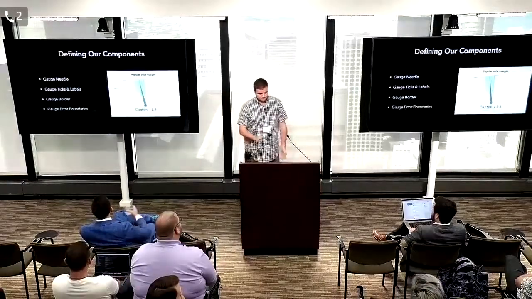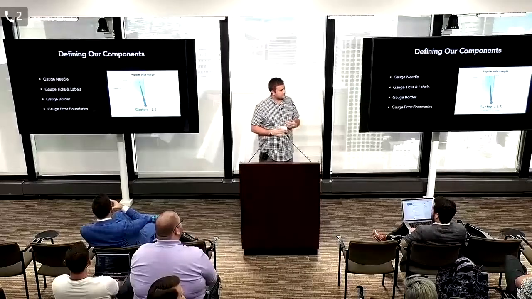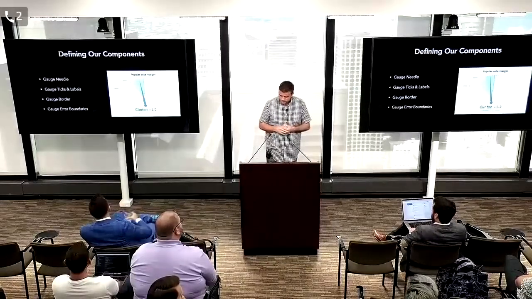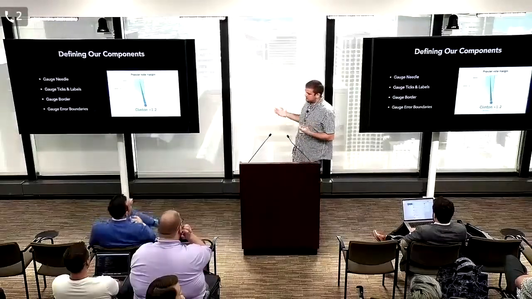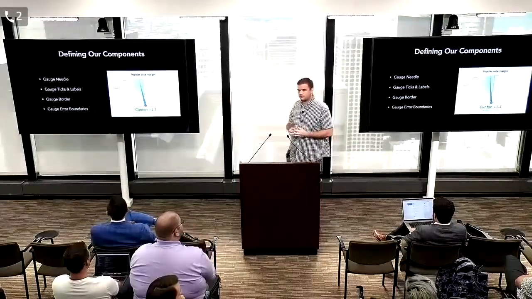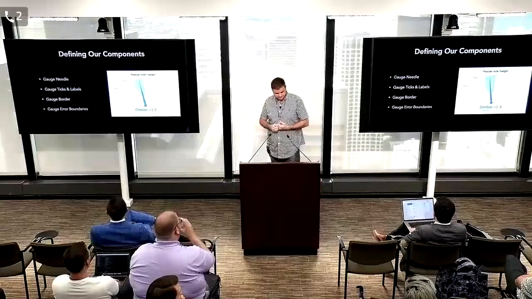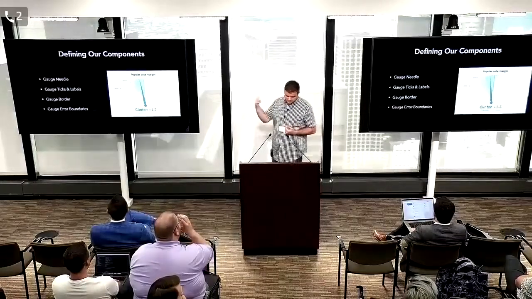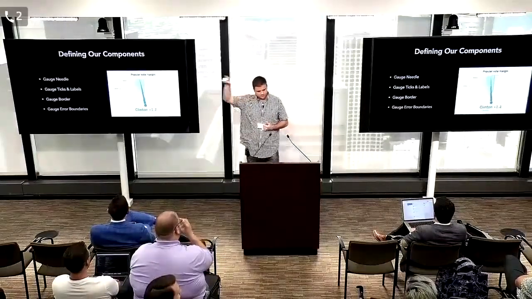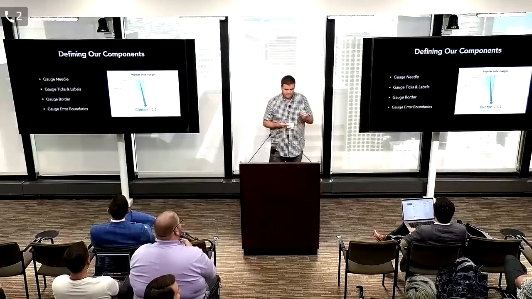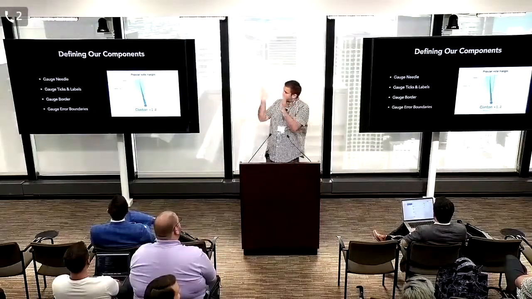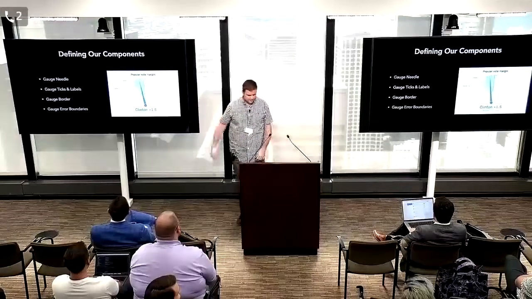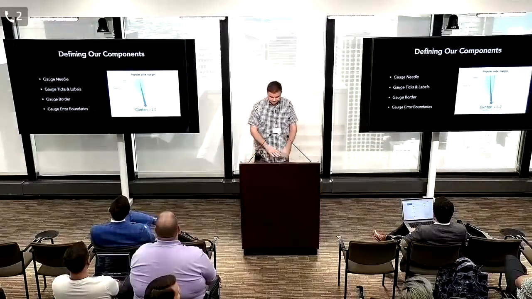All right. Next thing, defining our components. So when I look at something like this, I actually see at least 4 distinct components that we can reason about individually. There's the needle. There's the ticks and labels that go around the arc of the graph. There is the border that goes around the whole thing. And then there's those error boundary things, the dark and light shaded reds and blues.